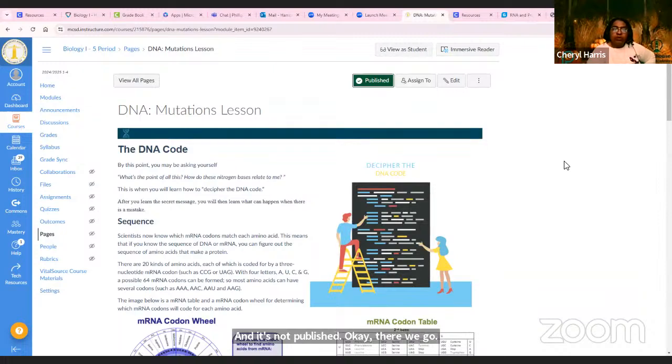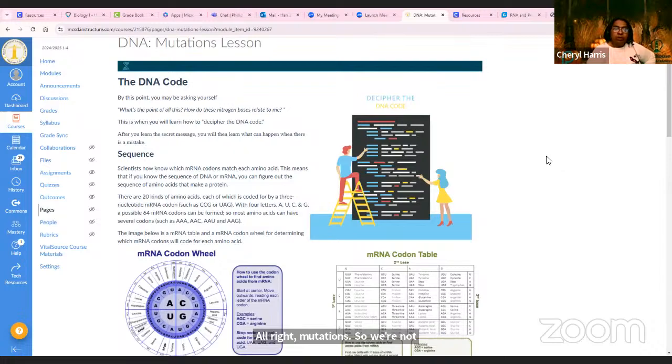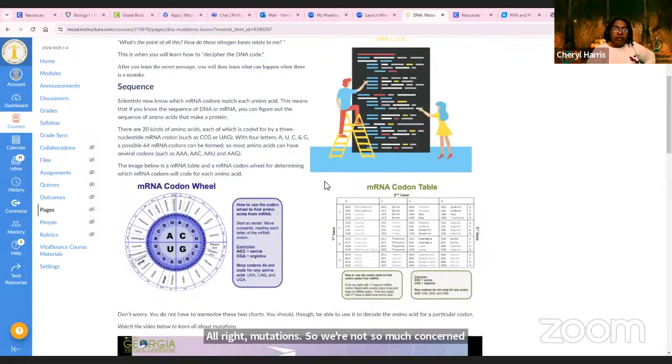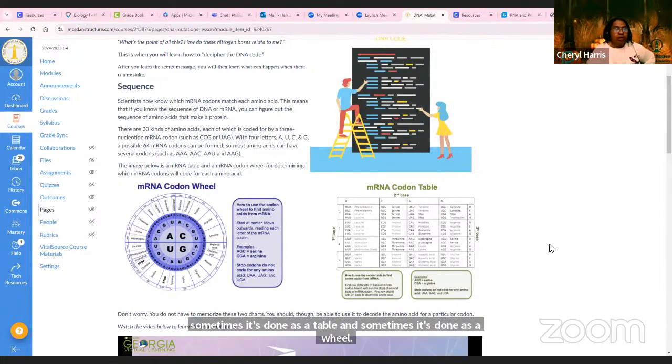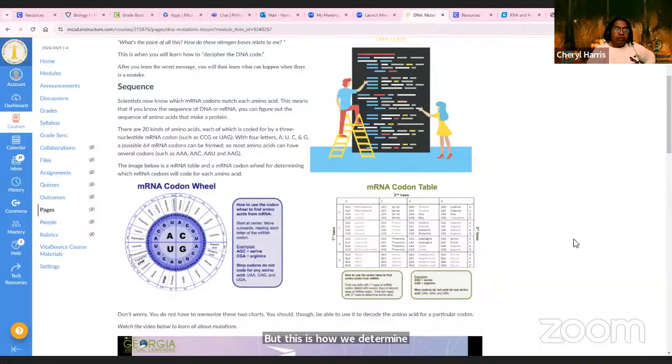All right, mutations. So we're not so much concerned with the mutations as we are with this little box right here. We're going to learn how to read this box where it says messenger RNA codon table. Sometimes it's done as a table and sometimes as a wheel. This is how we determine which amino acids we're putting together. Notice on the table, it's done in sets of 3. And notice it's done in sets of 3 on the wheel. So it just depends on which one you like best.